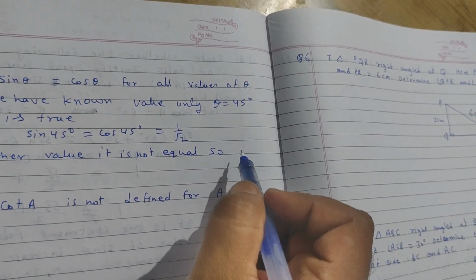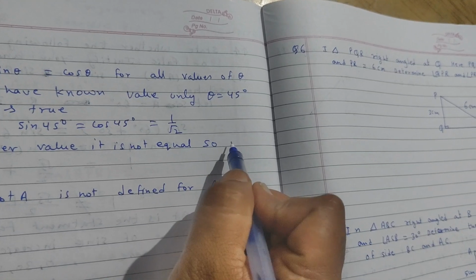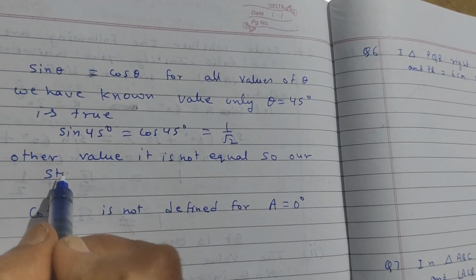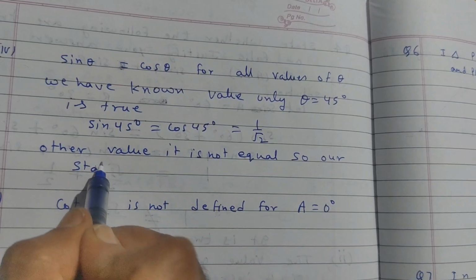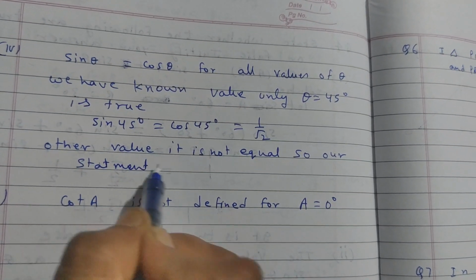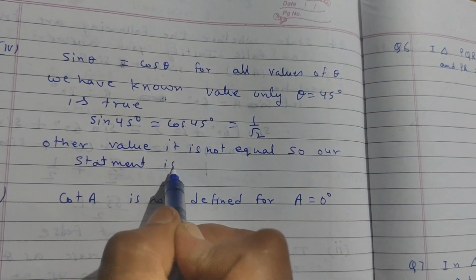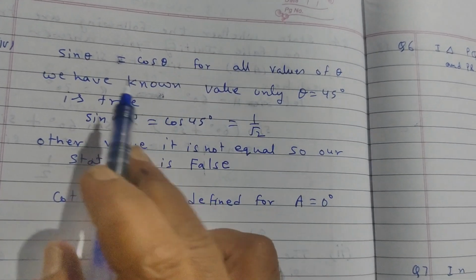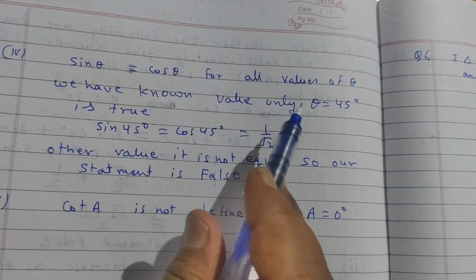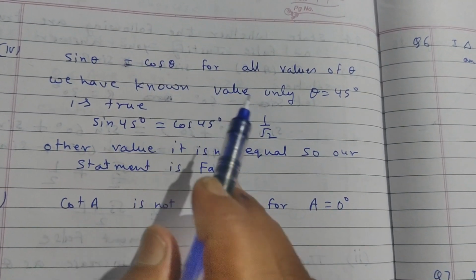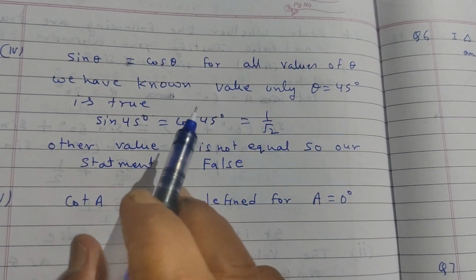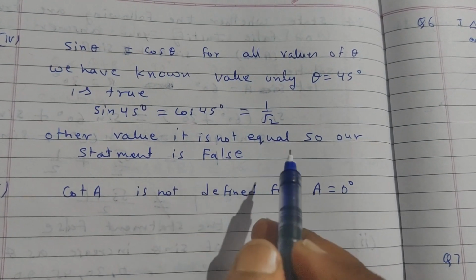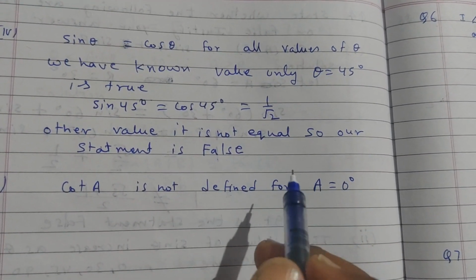So our statement is false. Sin theta equals cos theta for all values of theta? Only theta equal to 45 degrees is true, where the value is 1 by root 2. Other values are not equal, so our statement is false.